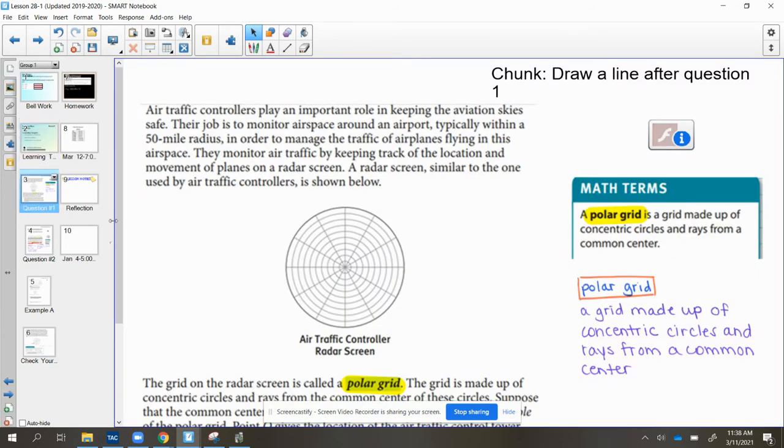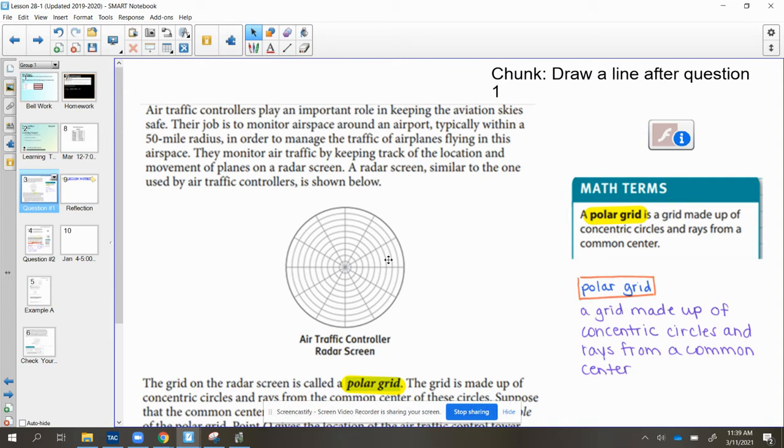Now, on page 377, we see an example of a polar grid. A polar grid is a grid that's made up of concentric circles and rays from a common center. You've possibly seen something like this if you think about an air traffic controller, or maybe a submarine, with the line spinning around the circle and making that beeping noise. You see these polar grids.